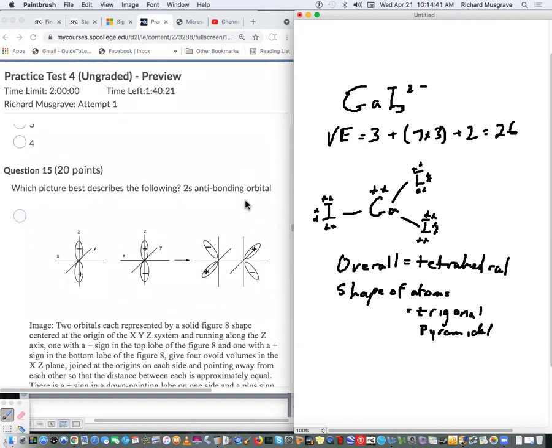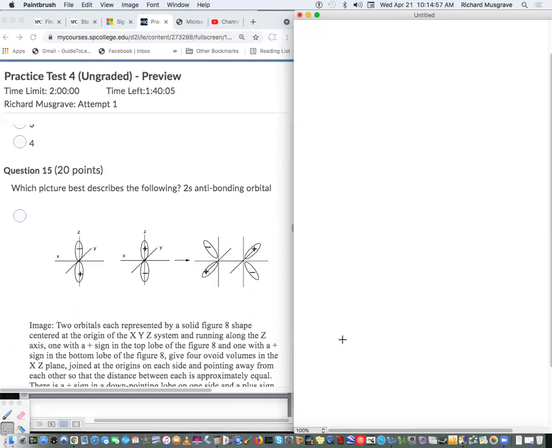Okay. So the answers to these are in the PowerPoints and in the video that I have for the molecular orbitals. And I strongly recommend that you look into those. Now this one is looking for the 2s anti-bonding orbital. What the 2s anti-bonding orbital is going to be a combination of will be the 2s and the 2s orbital. You'd have to know what a 2s orbital looks like.